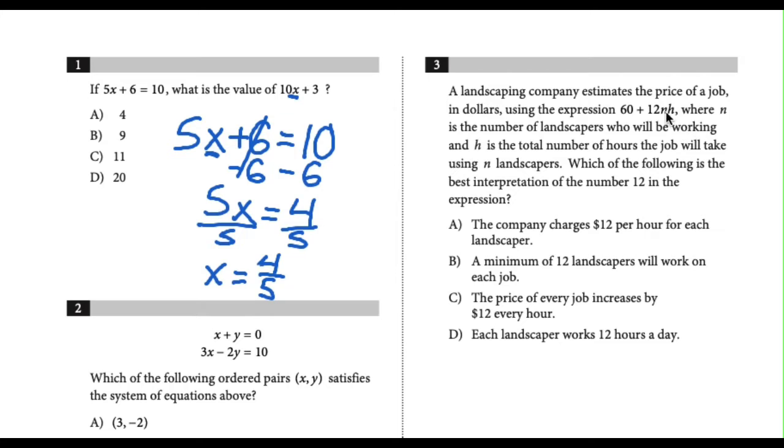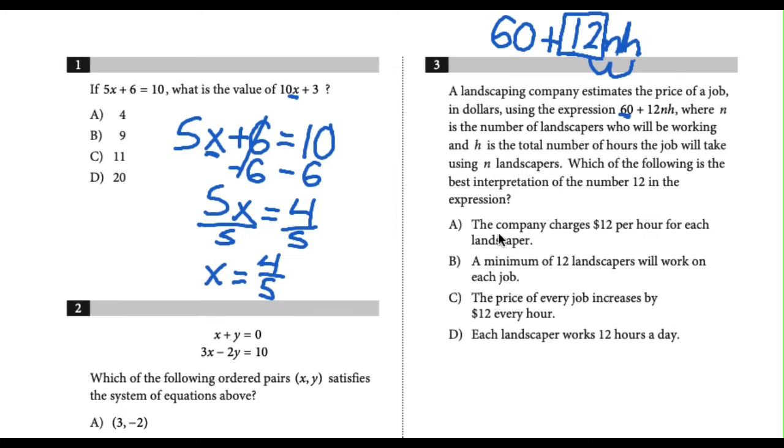Usually when we have an expression like this, the number with no variables is a one-time fee. So it's likely that the 60 represents a one-time fee. No matter what, the landscaping company charges $60 just to show up, plus 12 times the number of workers times the amount of hours that it took them to finish the job. So it's likely 12 is some kind of wage, or how much each person is getting paid per hour.